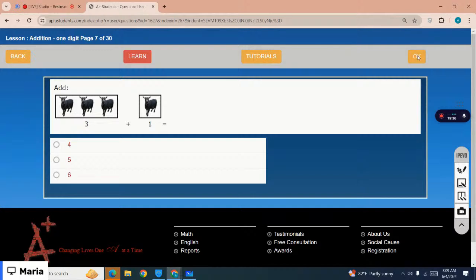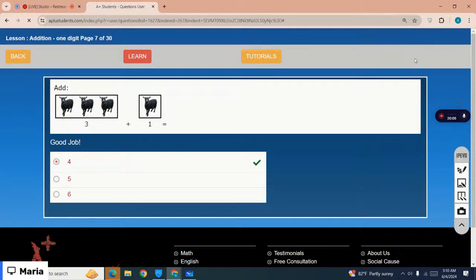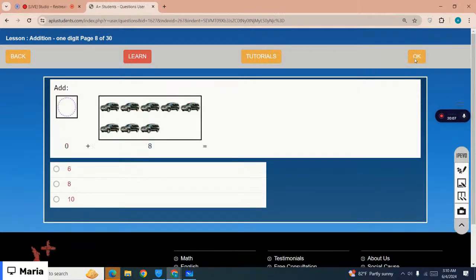Three plus 1 equals? The correct option is 4. Option number 1 is the correct option. Very good. The next one is 8 plus 0, which is the correct option?